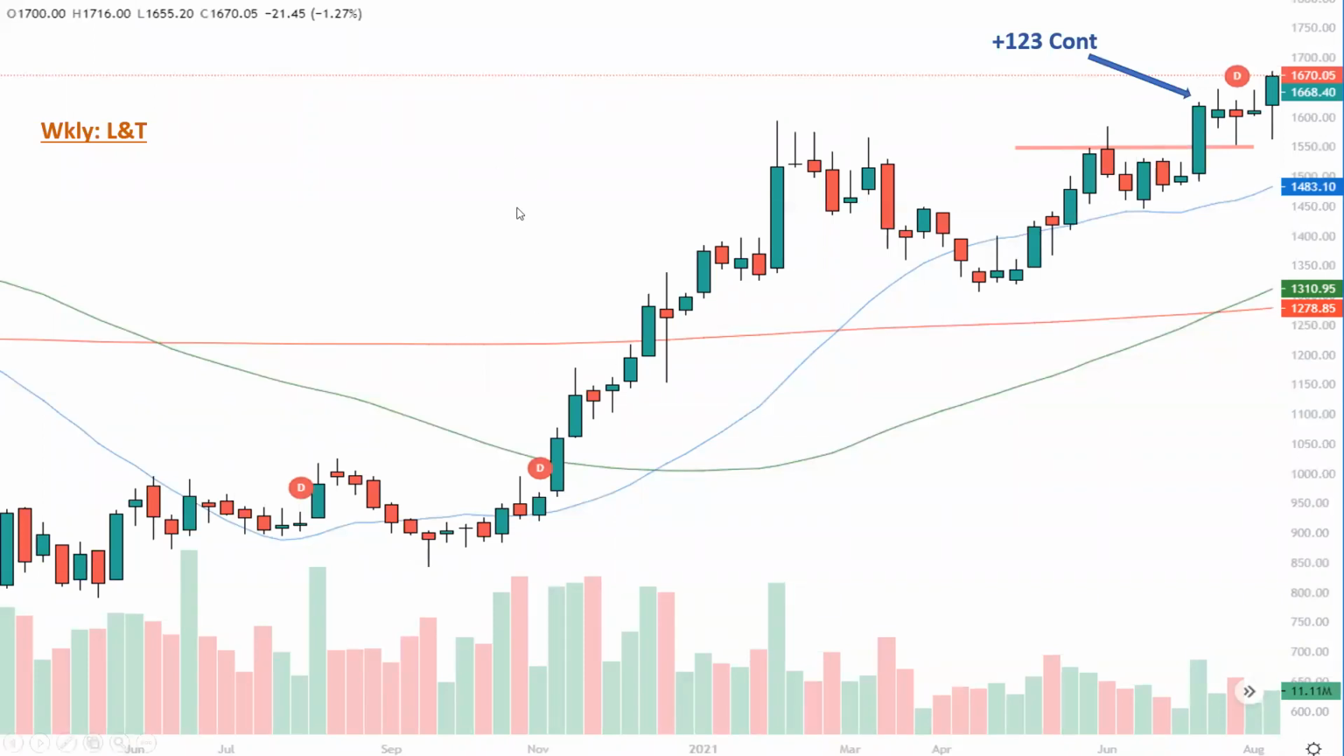As I said, the pattern works in all the time frames. So this is a weekly chart of LNT, right? We have seen the pattern in the daily time frame, in the 5-minute time frame, and now this is a weekly time frame. What it did is, again, a wide range igniting bar, taken out the highs, cleared the resistance, and it closed at its high.